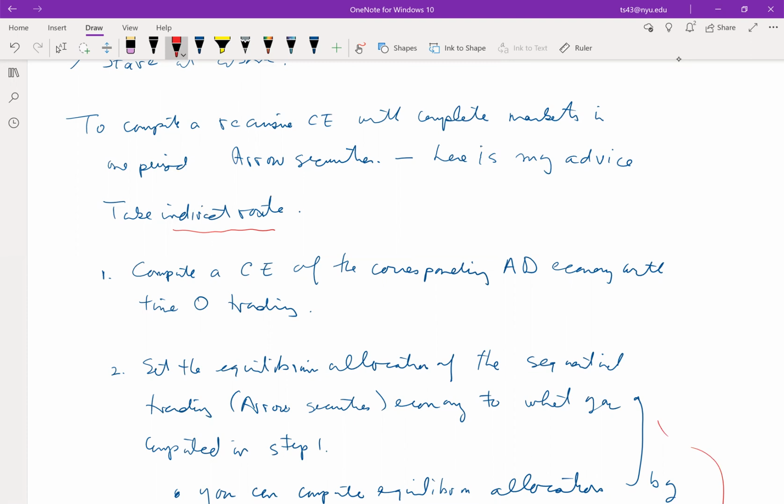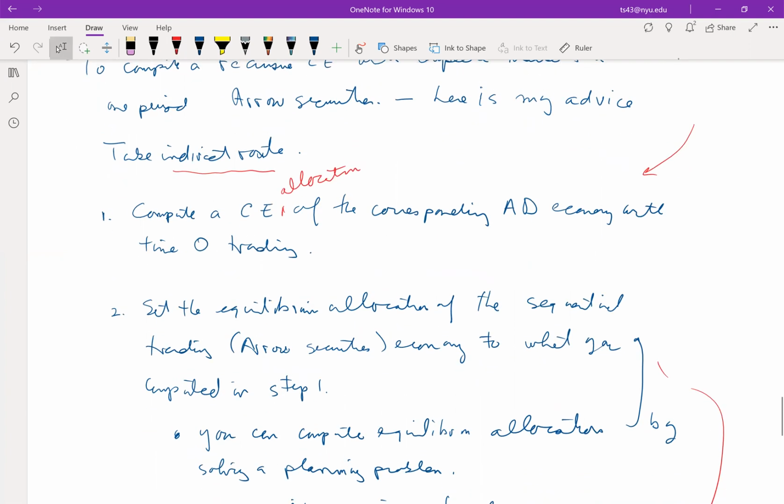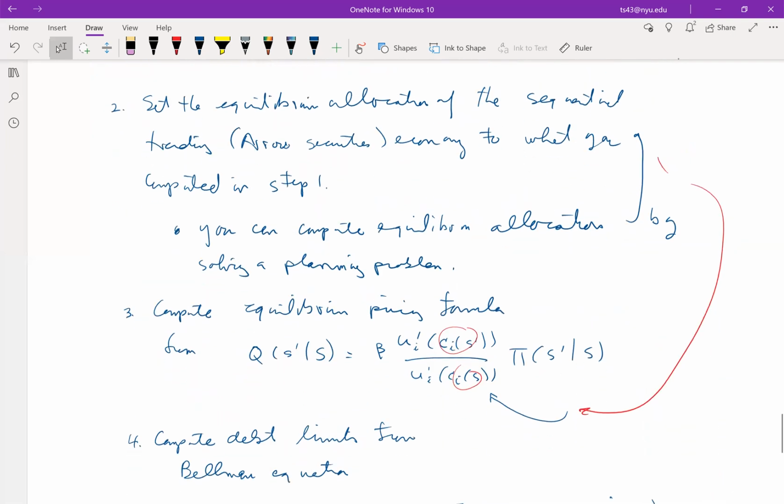So the key step with taking this indirect route is the first thing we compute the competitive equilibrium. Actually, all I need is the competitive equilibrium allocation. I actually didn't even need the prices, but compute the competitive equilibrium allocation of the corresponding Arrow-Debreu economy. And then from our equivalence results, we know that can be the equilibrium allocation of the competitive equilibrium with trading Arrow securities.